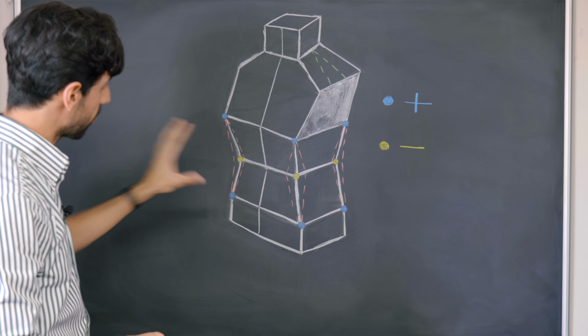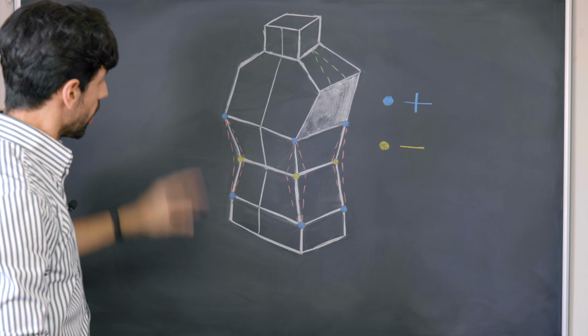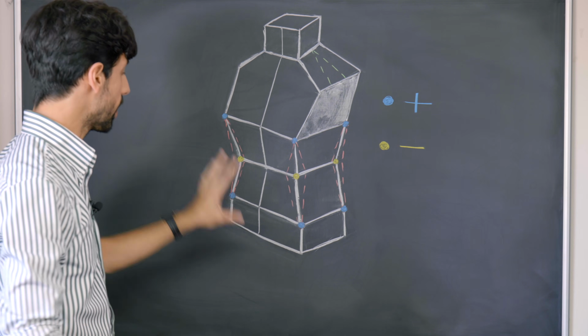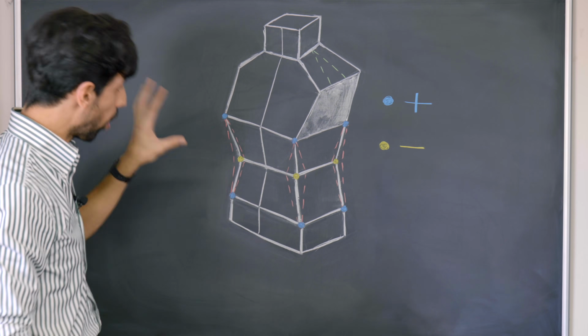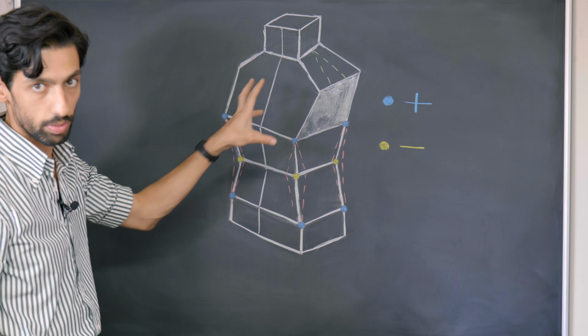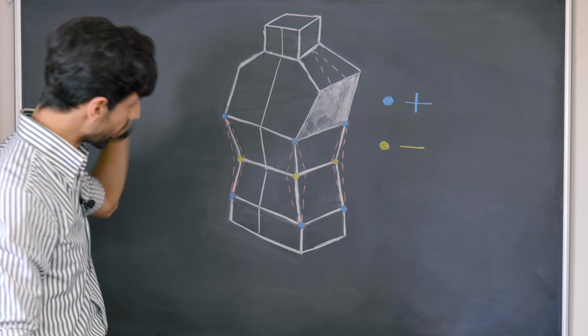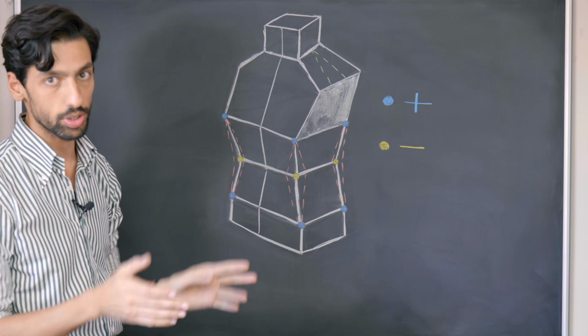Here we have a simplified version of the human body. The surface of this body is made of positive and negative curves. Positive curves are anything that resemble a cone or a cup, and negative curves are anything that resembles a saddle.